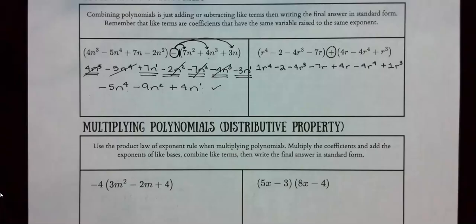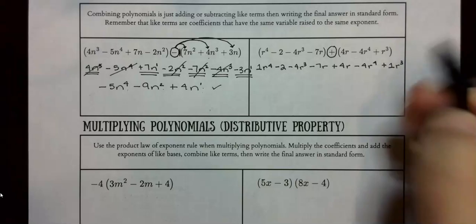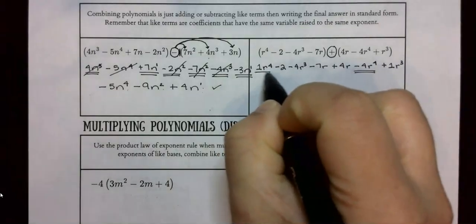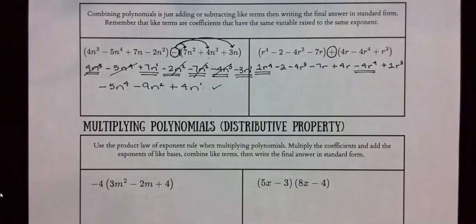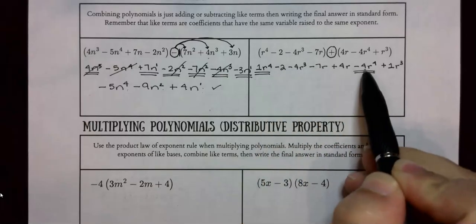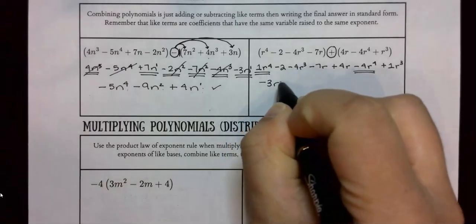So let's start with the highest exponent. I'm looking at all of my exponents here, and I could see that this negative 4 and this positive 1 go together. They both have the same letter, and they both have the same exponent. I can actually combine these. So I'm going to read it like I do a book. 1 minus 4 gives us negative 3r to the 4th.